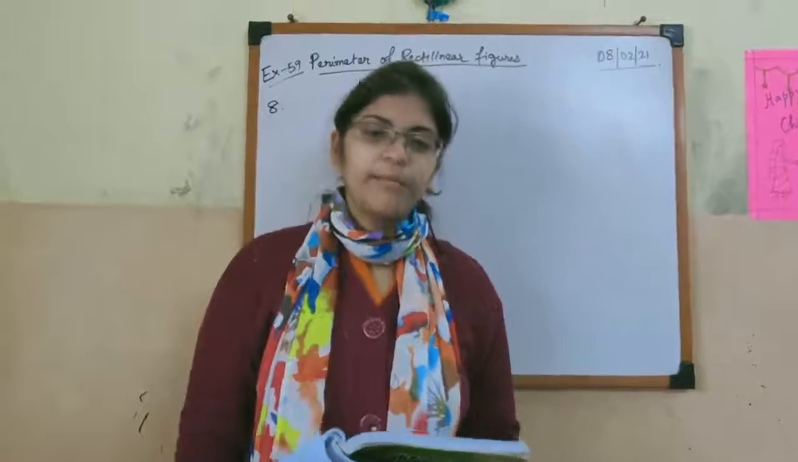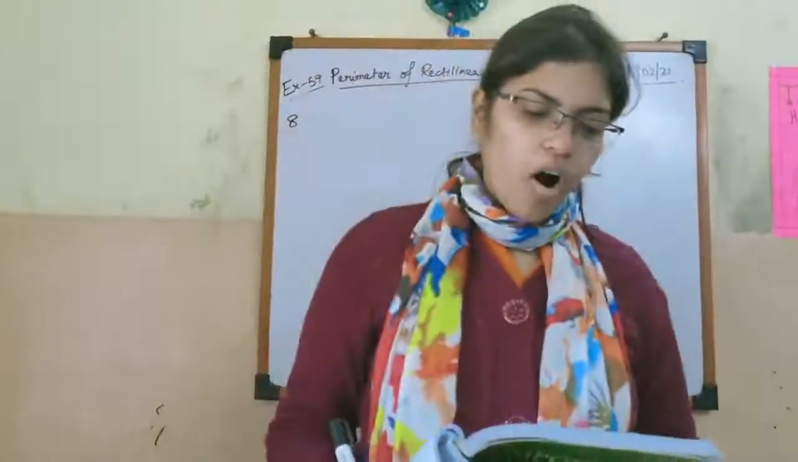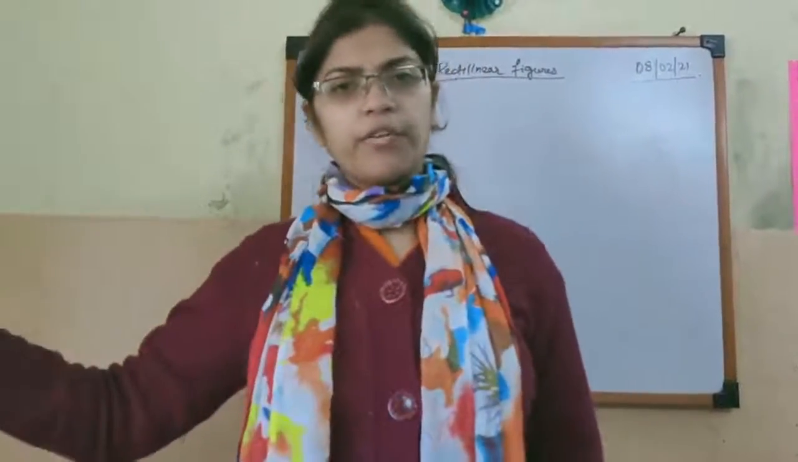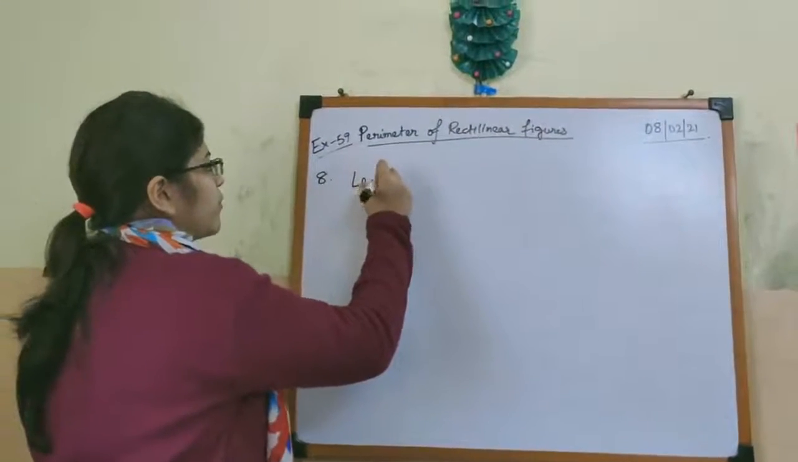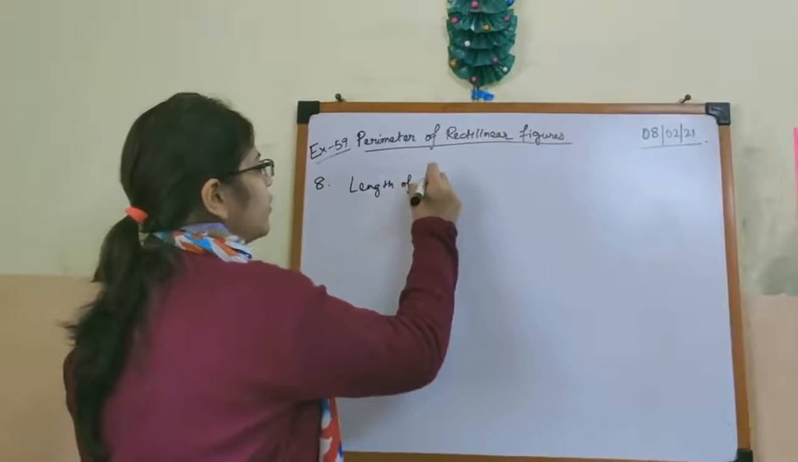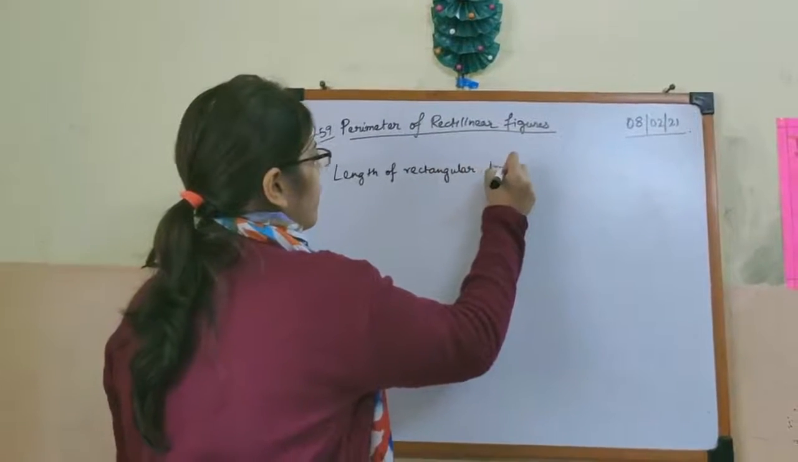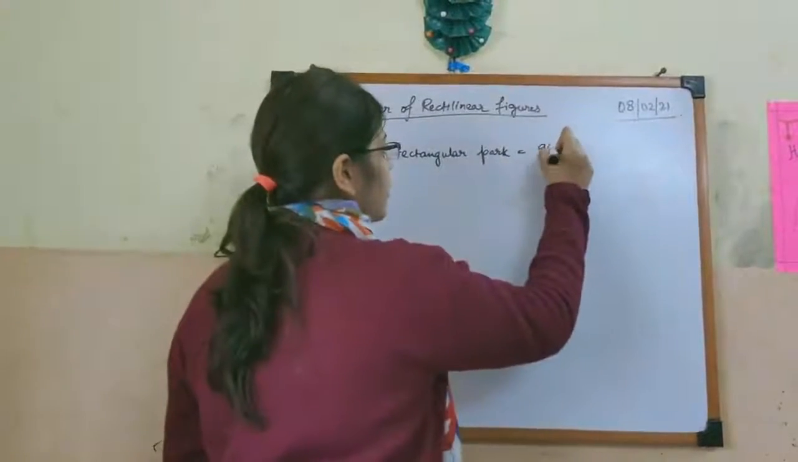Next we have sum number 8. The question says the length and breadth of a rectangular park are 96 meter and 74 meter. So the first thing given is length. So length of rectangular park is equal to 96 meter.